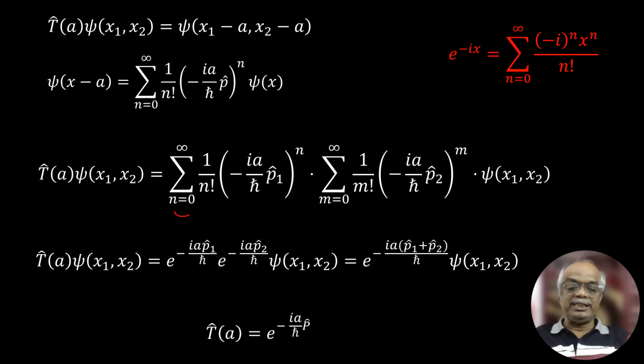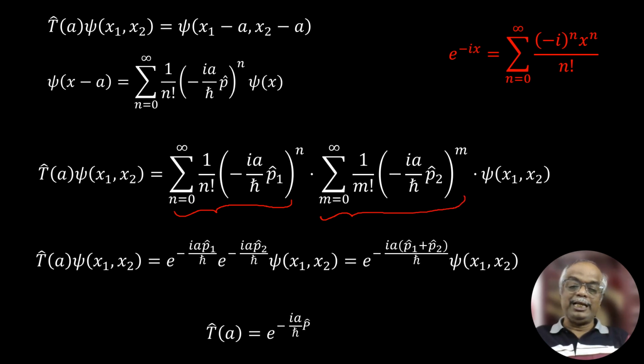Now you take this. Already we have seen from the Taylor series expansion that this e to the power ix can be written like this. So this can be written as e to the power minus i a p1 over h cross. So what about this?